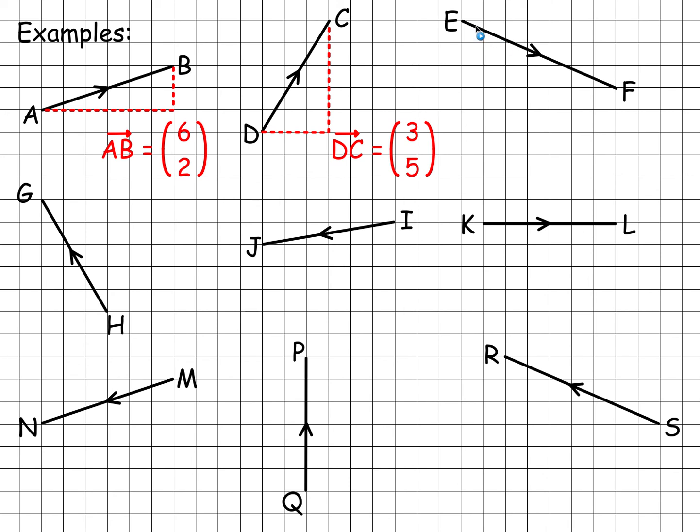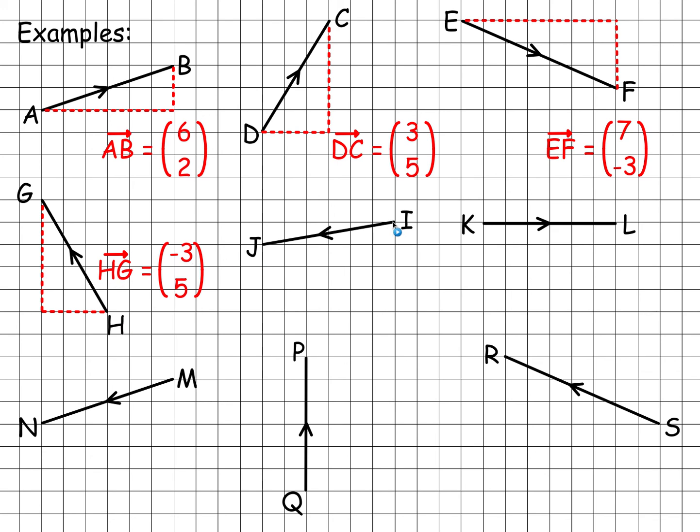This one, we're going from E to F, so in the x direction, we're going positive 7, and then negative 3. That was 7 to the right, 3 down, going from E to F. Here we're going from H to G, so we're going 3 to the left, that's negative 3 in the x direction, and then upwards 5, that's positive 5 in the y direction. So that was negative 3, 5, and I'm going from H to G.